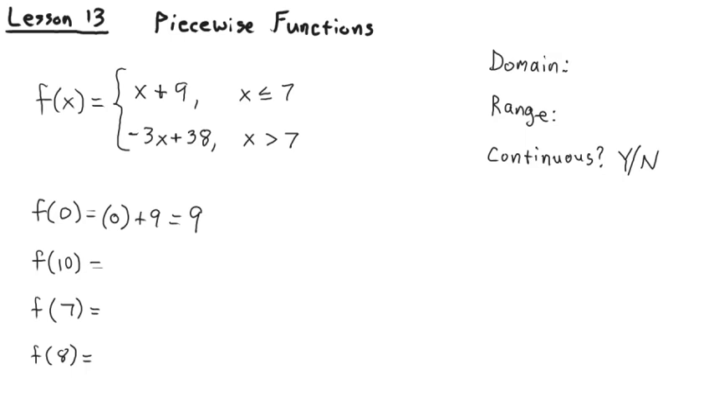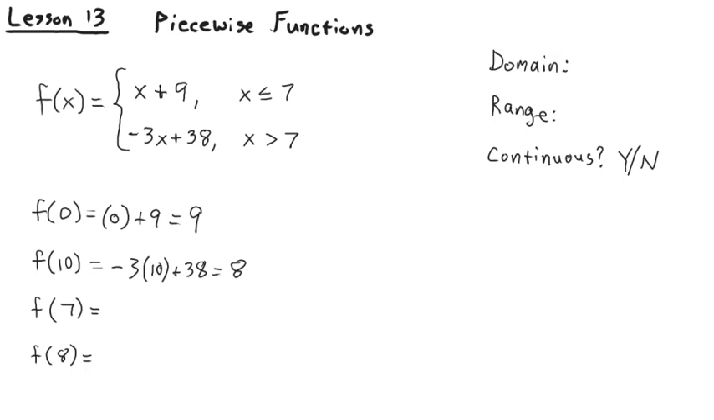Well, what about f of 10? Is 10 less than or equal to 7? No, 10 is greater than 7. So 10 would be plugged into this piece right here. And so f of 10 would be equal to negative 3 times 10 plus 38. Negative 3 times 10 is negative 30, plus 38 is 8. So f of 10 is 8.